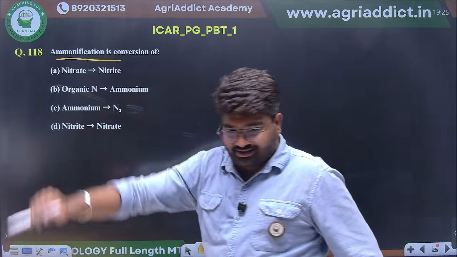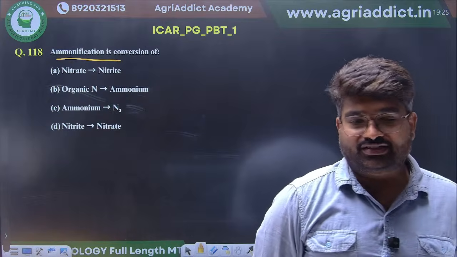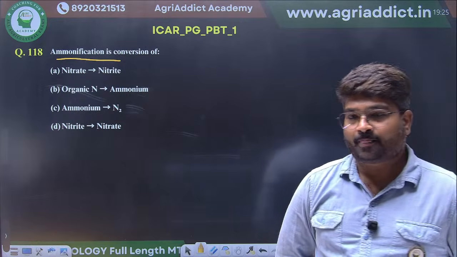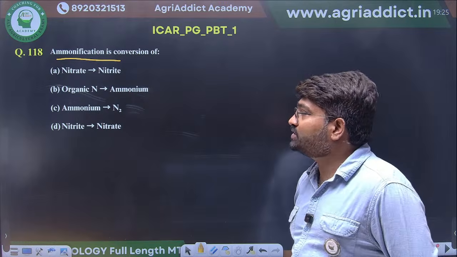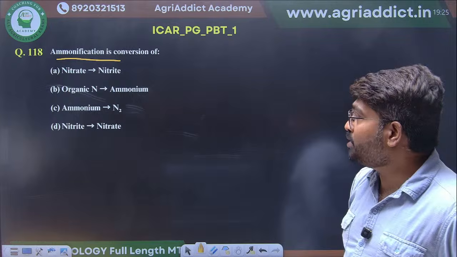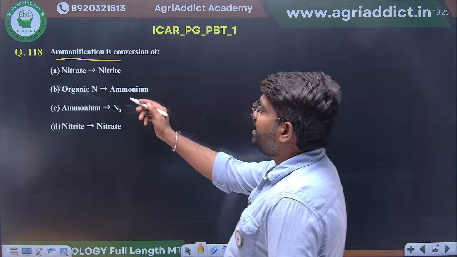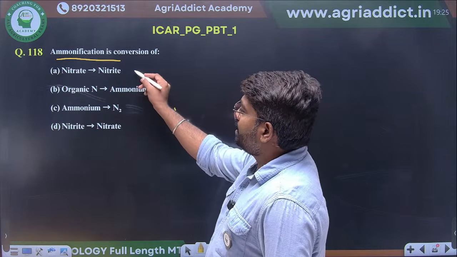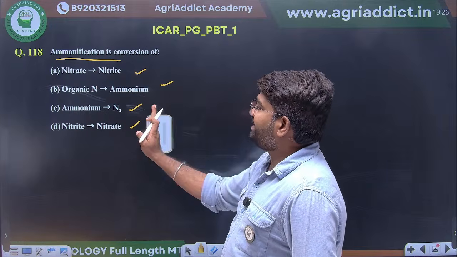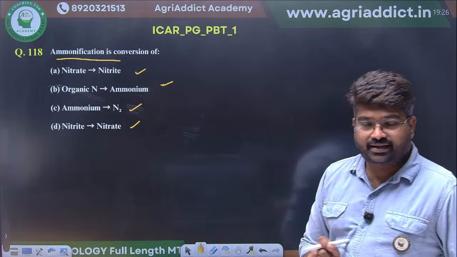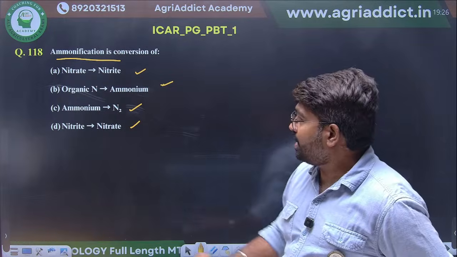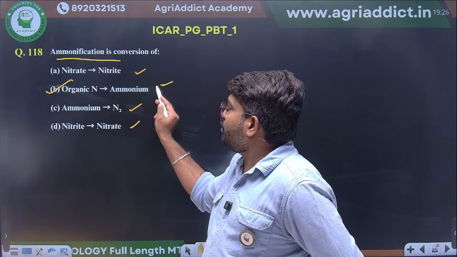Ammonification. Yes, I have given this. A is correct. Ammonification is conversion of dash. Option A, nitrate to nitrite. Option B, organic nitrogen to ammonium. Option C, ammonium to nitrogen. And option D, nitrite to nitrate. What will be the correct answer? Yes. B, organic nitrogen to ammonium.